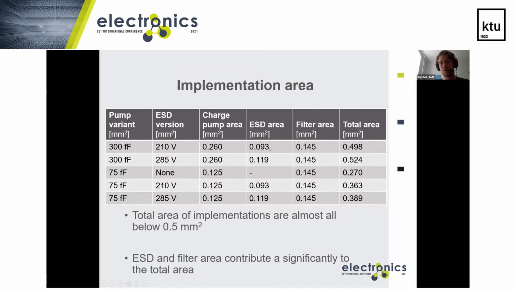The ESD area is significant with approximately 0.1 square millimeter, and the output filter is even larger with almost 0.15 square millimeters. So both the filter and ESD contribute significantly to the total area of the charge pump implementations. Only one implementation could not fit on 0.5 square millimeters, the 300 femtofarad version with the large ESD structure. But all of the others fulfilled the requirement of fitting on less than half a square millimeter.